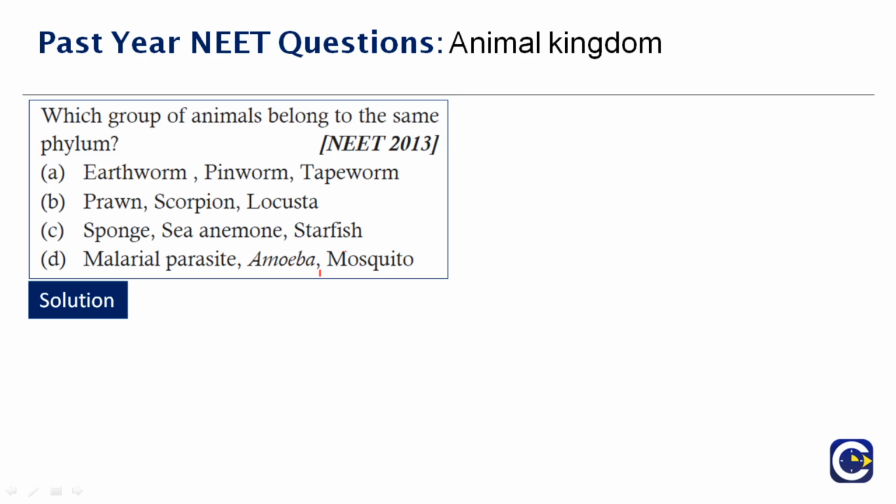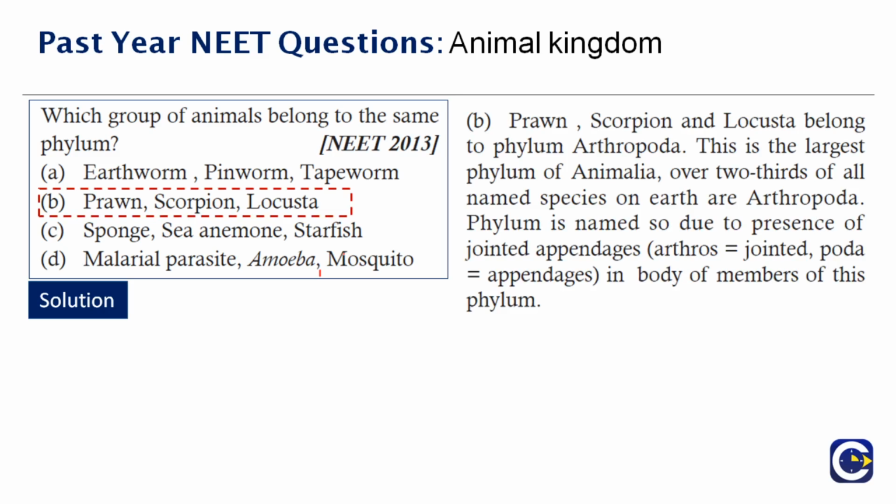This is the largest phylum of the Animalia. Over two thirds of all named species on earth are arthropods. The phylum is named so due to the presence of jointed appendages. We already saw in the earlier question the branched and unbranched appendages, right? So here it is jointed appendages. Out of the four options, the correct one is option B, because prawn, scorpion and locust belong to the phylum Arthropoda, while the rest do not. Therefore, the correct answer is option B.